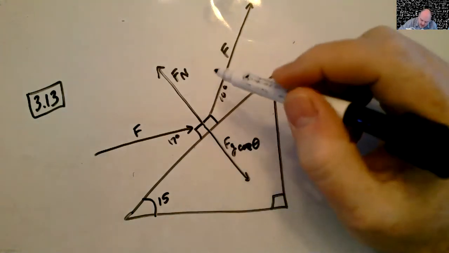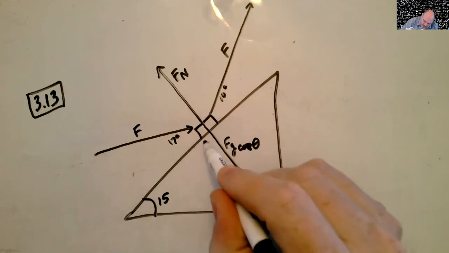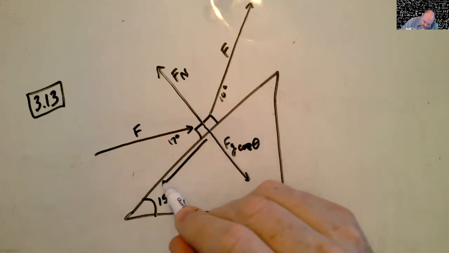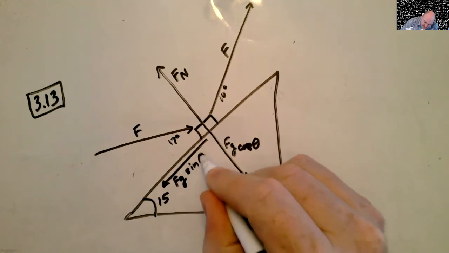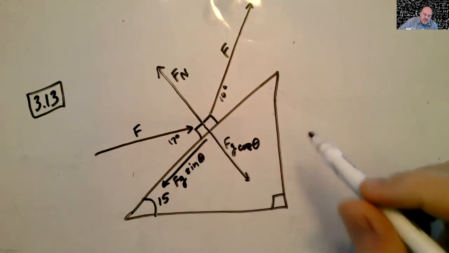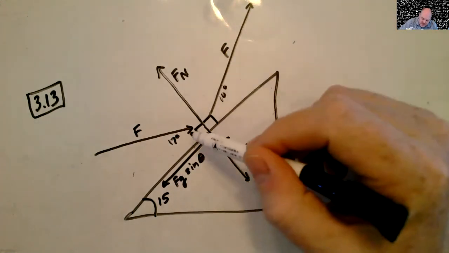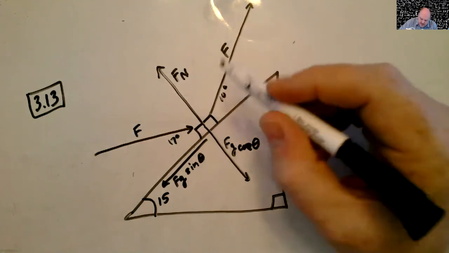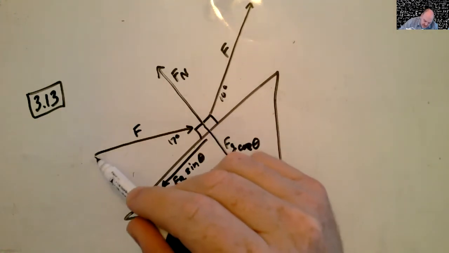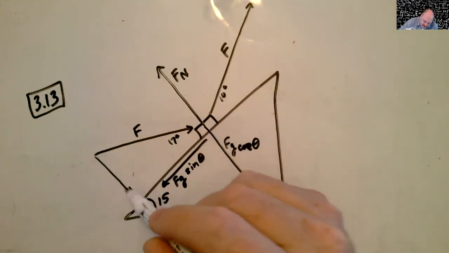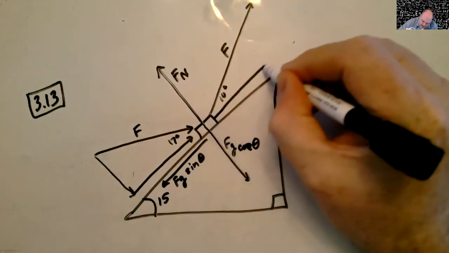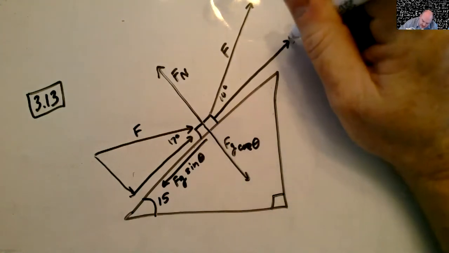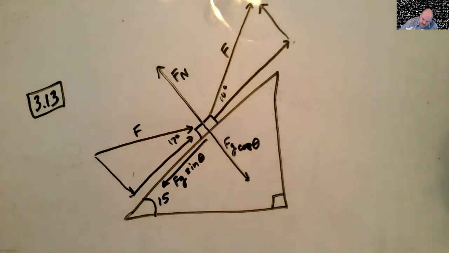What do we got? Well, we always have the weight component going down. So Fg sine of theta going down like this. Now what we have to do is resolve both of these forces into components. This one would be going down and over like this, and this one would be going over and up like so.